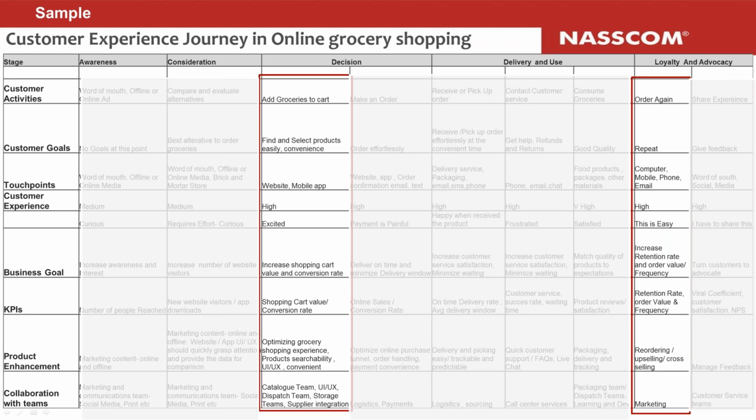Touch points, obviously, computer, mobile phone, email, maybe an email reminder to them. What about customer experience? It's very high. Business goals is increase in retention rate and obviously increase in cart value or order value here. We are talking about what you would track after the feature is released: maybe the retention rate, order value, frequency, etc.